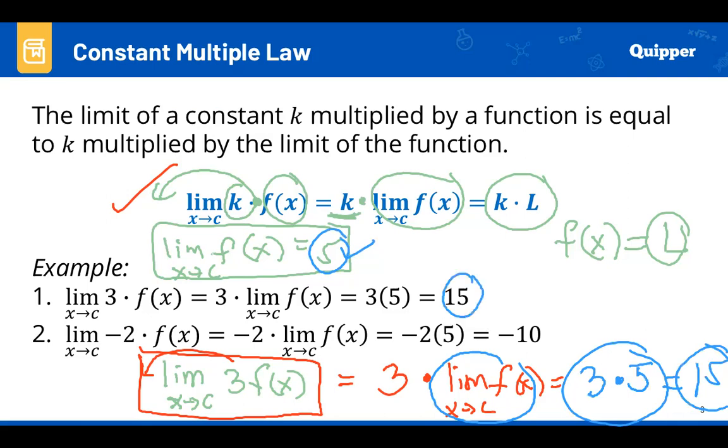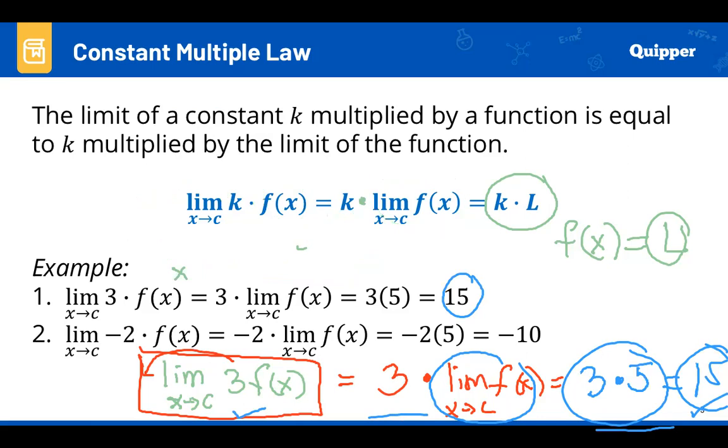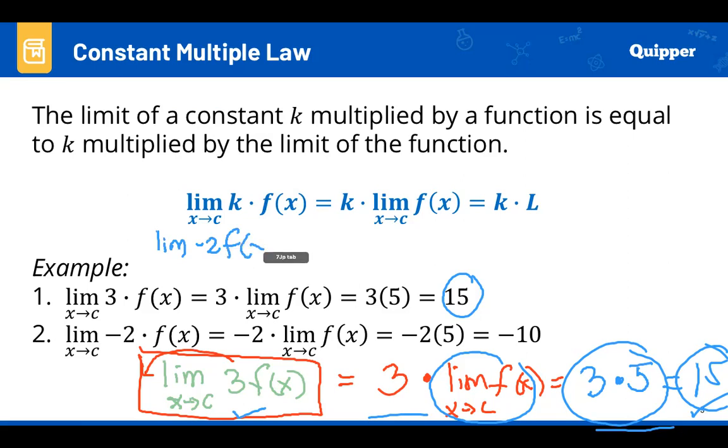Okay? So from the given to the solution up to the answer. Clear? Okay. Now for number 2, let us answer number 2. Just remember, the limit of f of x is 5. That is our main given. Limit of f of x is 5. So for number 2, we have the given limit of negative 2 f of x, x approaching c. Okay, this is the given.